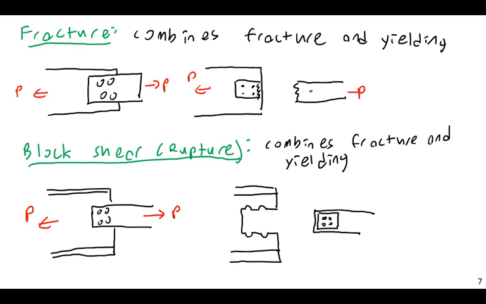So with fracture, I am cutting right across the entire cross section of one of the members. I'm fracturing this member or I'm fracturing this member. In block shear, I am going to rip out a chunk of one of the members. And now you might think, okay, well, what's the difference? If you're tearing out a section, is that different than just tearing a member in two? And yes, it is.